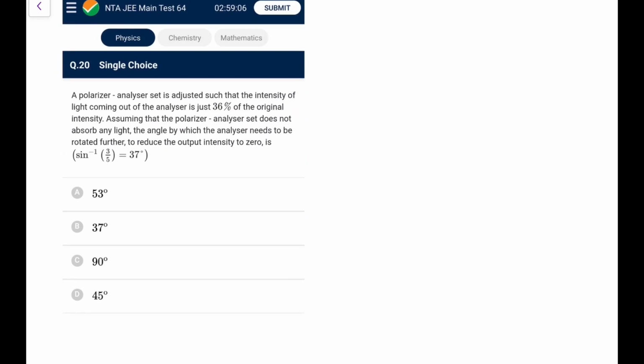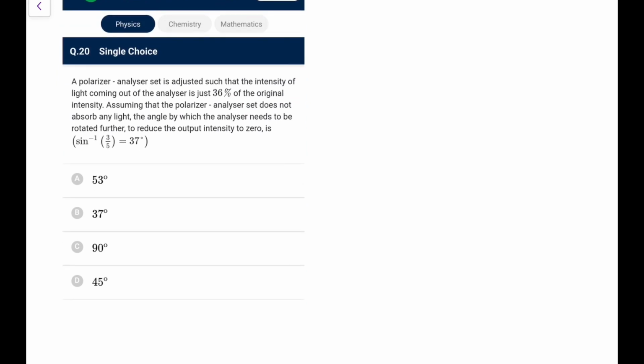Next one. Polarizer, analyzer setup is adjusted such that the intensity coming out of the analyzer is just 36% of the original one. Assuming the set doesn't absorb any light, the angle by which the analyzer needs to be rotated further to reduce the output to 0. Okay, so 36% of the original one. Here it is tough to comment what it wants to say, because polarizer, analyzer set, coming out of the original intensity. What is that original intensity? I doubt.